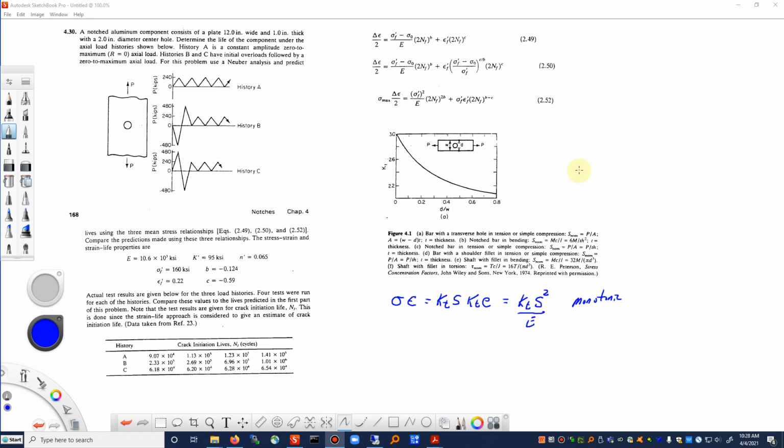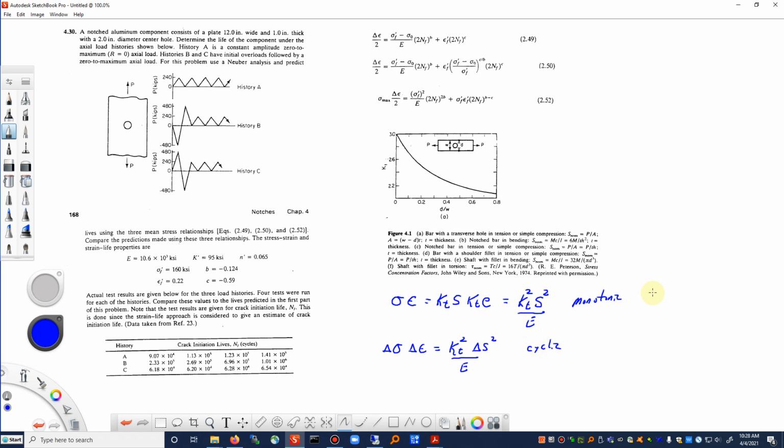For the cyclic version, basically we're just going to replace the stress and strain endpoint values with the stress and strain ranges. So this will be delta sigma, delta epsilon. You think of them as amplitudes, but then the 2's all divide out. It's going to be KT squared delta S squared over E. And in addition to this, we're going to need the relationship between notch root stress and strain, which is the sigma and the epsilon.